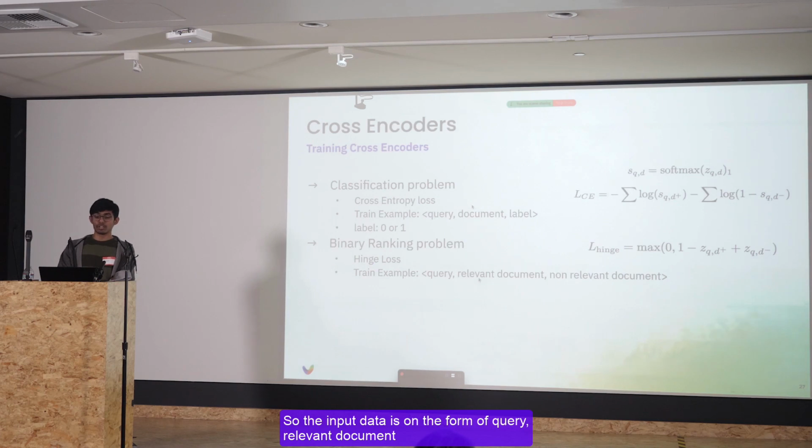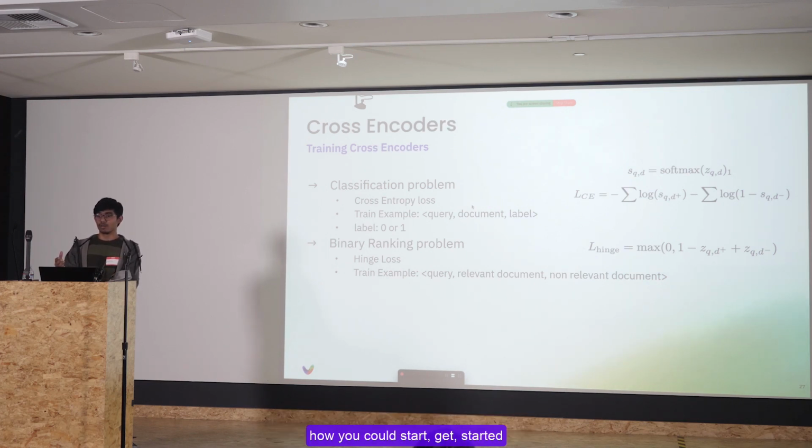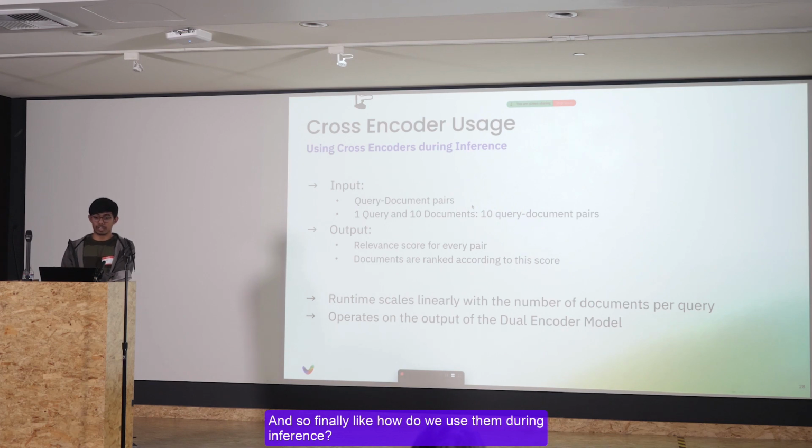So the input data is in the form of a query, a relevant document, and a non-relevant document. The aim of the model with this type of data is to provide a higher score to the relevant document as compared to the non-relevant document. These are just a couple of very basic ways on how you could get started with training these kinds of models. And so finally, how do we use them during inference?